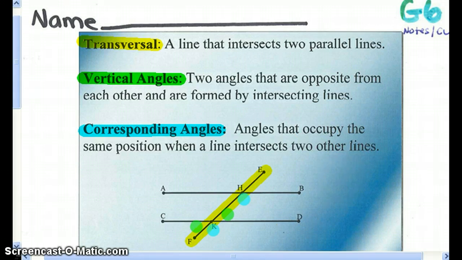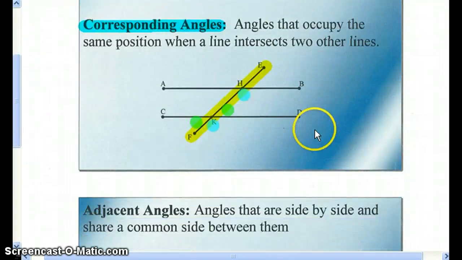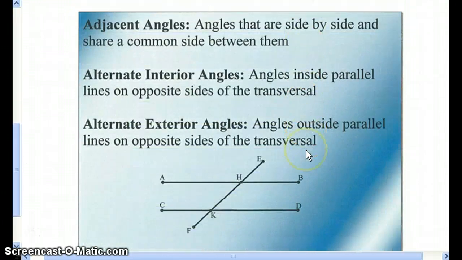All right, let's go back to our original color of highlighter and go down to the next part of the notes. We're going to talk about adjacent angles. Adjacent means side by side, so they're angles that are right next to each other. They're side by side and share a common side between them. So one example of adjacent angles would be right here. They're right next to each other.